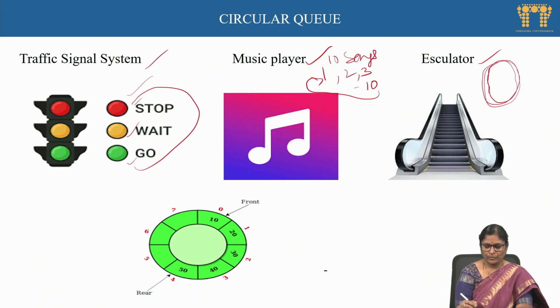Now, technically, a circular queue means the array is in a circular fashion. This represents the 0th index as the front, and here the 50 at the 4th index is the rear. Now you can insert elements at the rear end and delete elements from the front end.